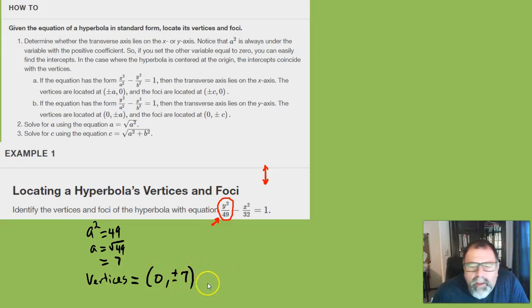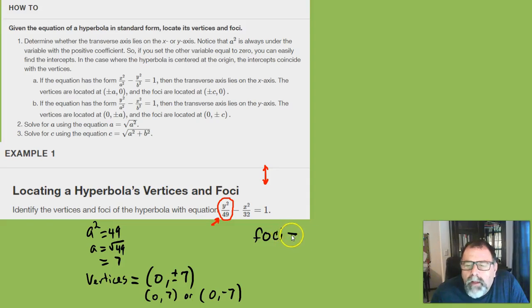You can write it like that, or you can write it as the two separate points. They are (0, 7) and (0, negative 7). And then the foci, or foci, you can say it any of those ways. They're all accepted. So let's see. It will be 0 plus or minus c.